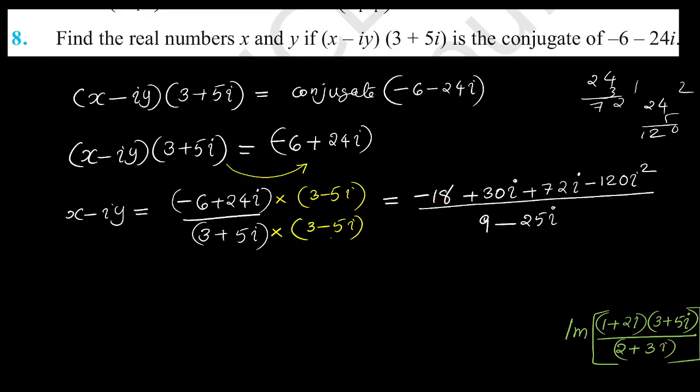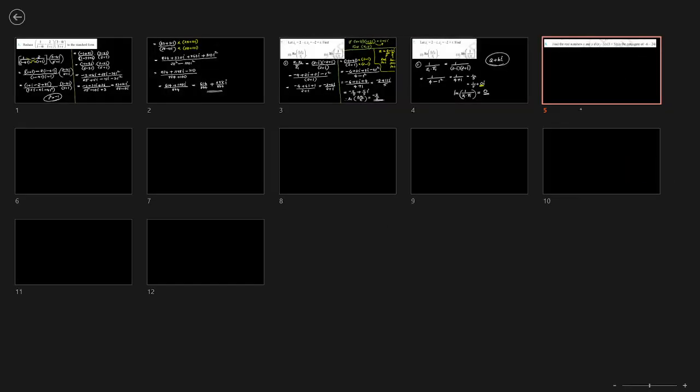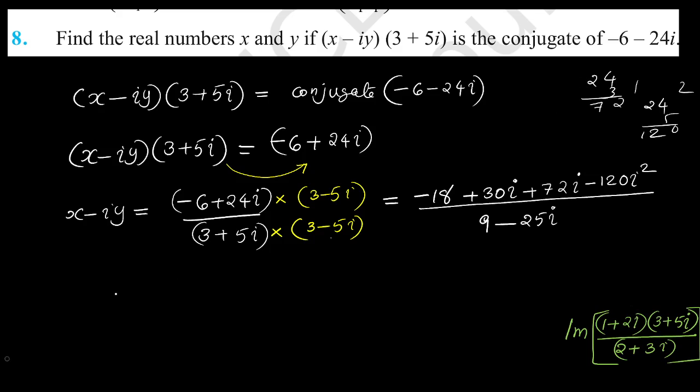So all of you listen. Minus 18. Sorry. Okay, minus 18. 30i plus 72i will be 102i. Last term is minus 1.